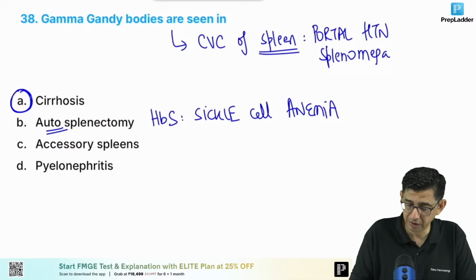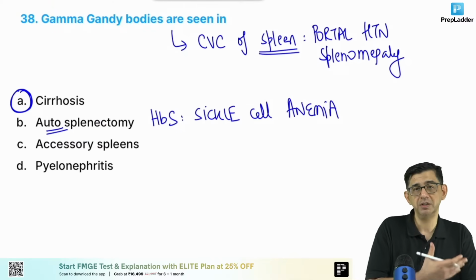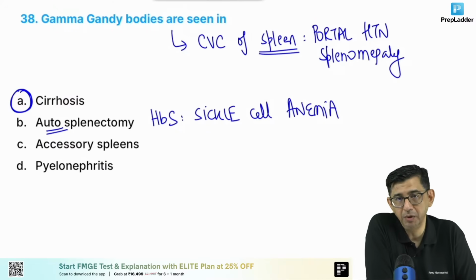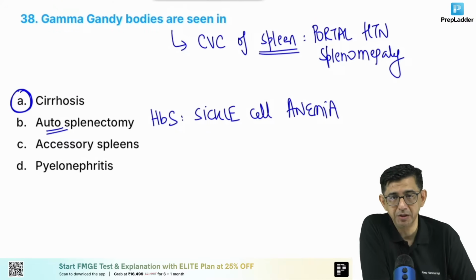Portal hypertension is congestion. So the congestion will result in the development of splenomegaly in a patient. So that's the first point that I made: gamma antibodies, CVC spleen, portal hypertension.